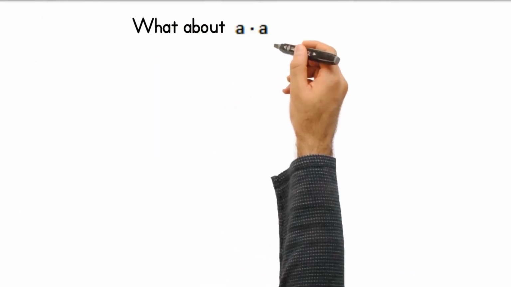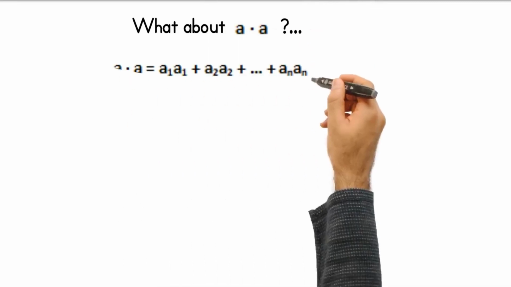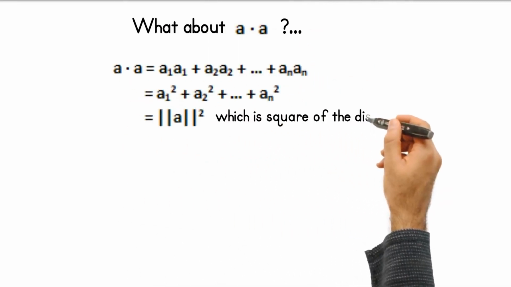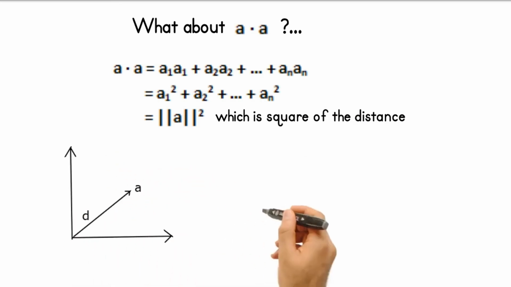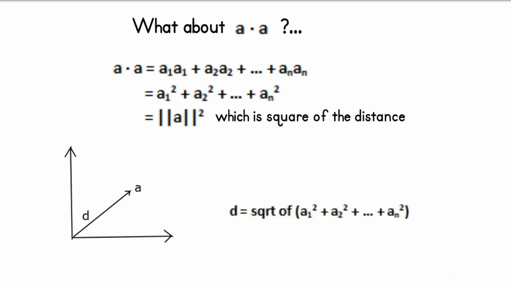What about A dot A? A dot A is equal to A1 A1 plus A2 A2 plus An An is equal to A1 square plus A2 square plus An square is equal to norm A square, which is nothing but the square of the distance. We have earlier seen that the distance of a point from origin is equal to the square root of A1 square plus A2 square plus An square. Without visualizing, we can extend the idea of 2D to 3D to nD. That is the power of linear algebra.